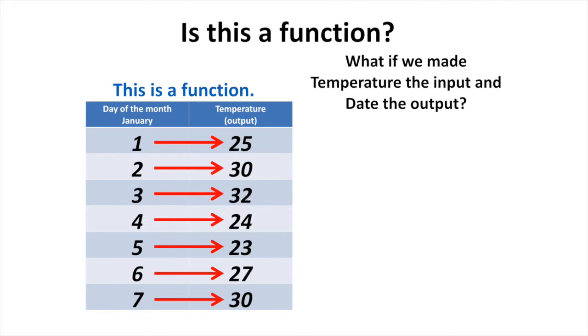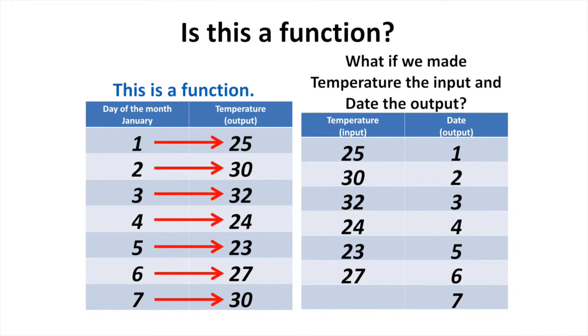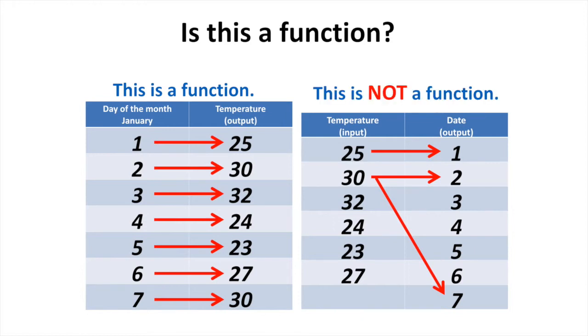This one is a function. What if we were to switch these two, though? If I made temperature the input now, and the day of the month the output. So let's look at this. Well, the temperature of 25 had an output of 1 in this case, so that one we're okay on. But let's look here. On 30, I had two different ones. 30 corresponded to 2 and to 7. So for this one, if temperature were our input, then this one would not be a function because it has two different outputs.